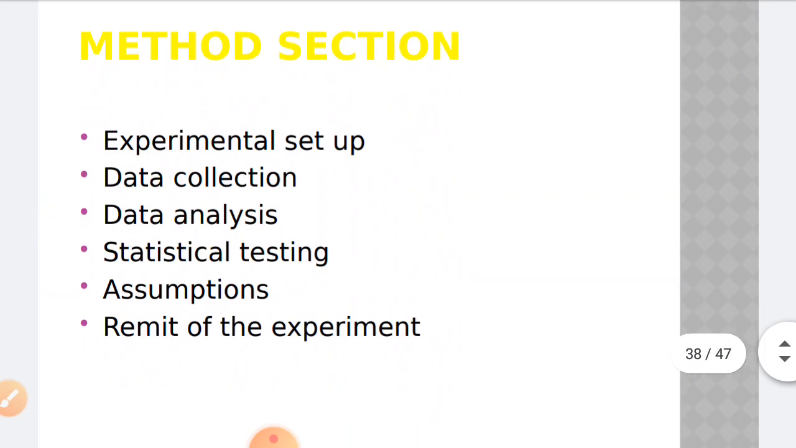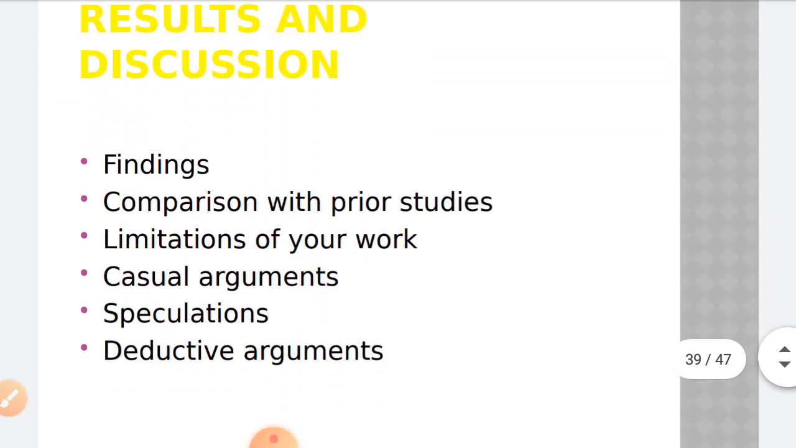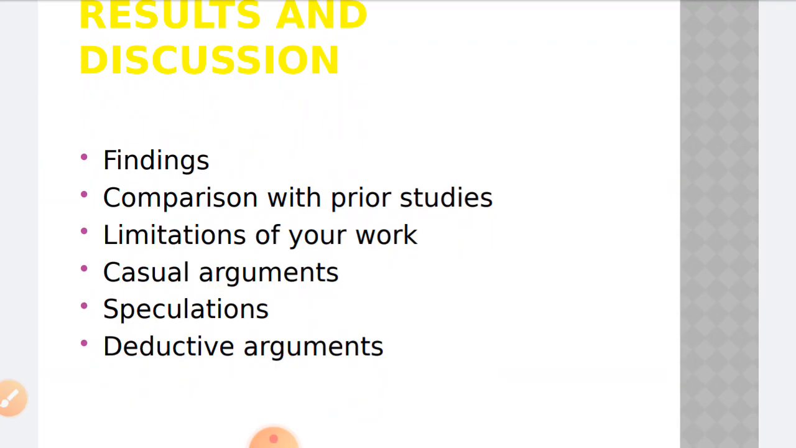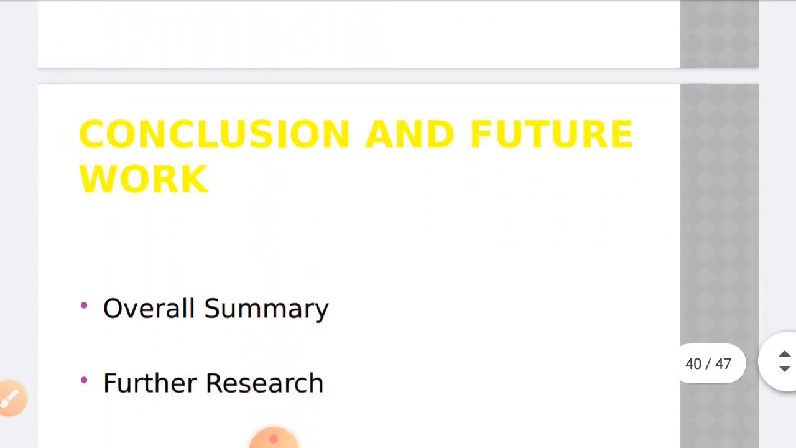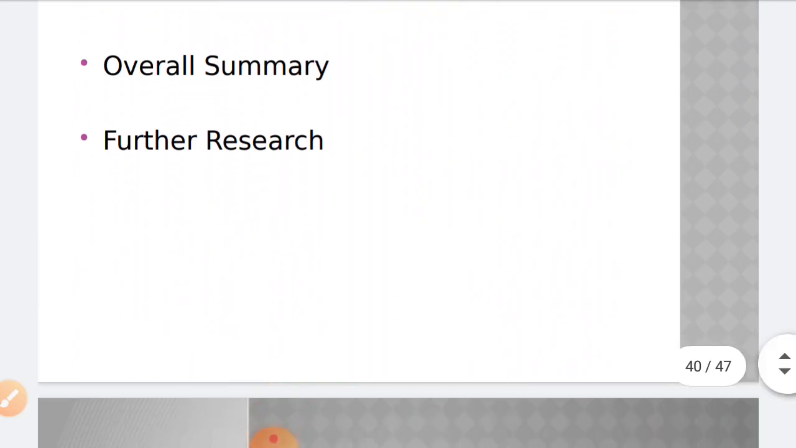The method section includes experimental setup, data collection, data analysis, statistical testing, assumptions, and so on and so forth. Results and discussions: your findings of your research, comparison with prior studies, limitations of your work, casual arguments, speculations, deductive arguments. Conclusion and future work. That usually includes the overall summary, summarization of the entire paper, and further research, scope for further research.